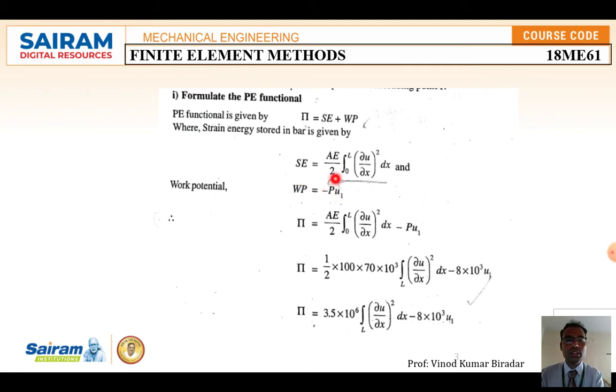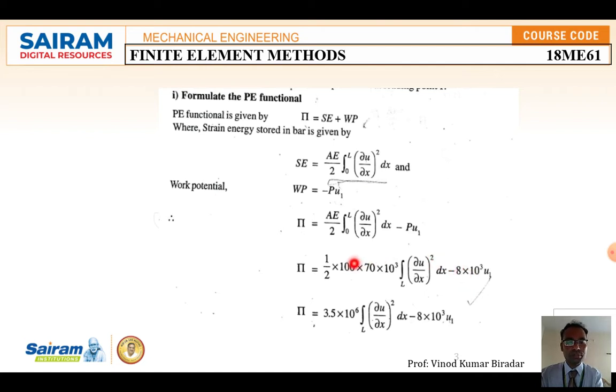Substitute these two equations into the potential energy function equation, and you get pi equal to AE by 2 integration from 0 to L of dou u by dou x whole square dx minus load into deflection. Substitute the A value and E value which are given: pi equal to half of 100 into 70 into 10 to the power of 3, integration from 0 to L of dou u by dou x whole square dx, minus load, which is also given, 8 into 10 to the power of 3 into u1.